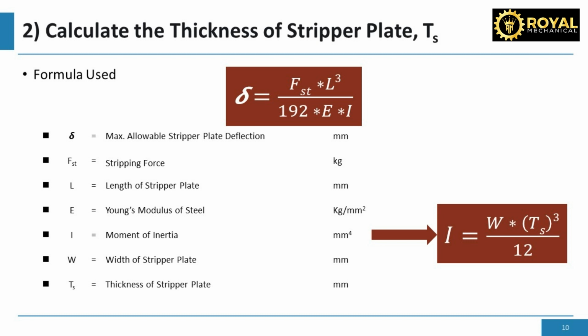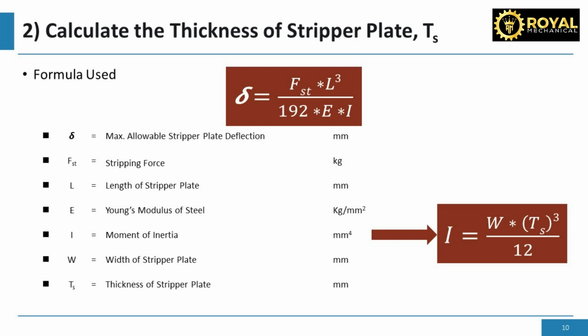To calculate the stripper plate thickness, we shall use the formula used to calculate a simply supported beam's maximum deflection, subject to a point load. Delta is equal to the product of FST and L cubed, divided by the product of 192, E, and I, where delta is the maximum allowable stripper plate deflection in millimeters.